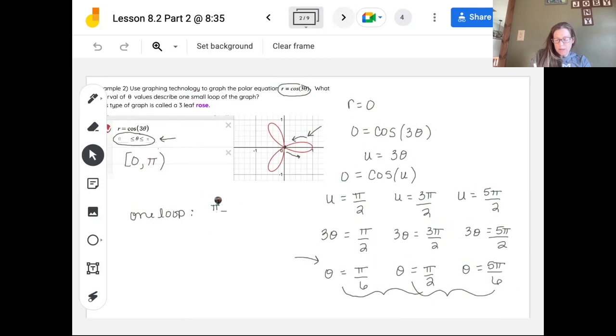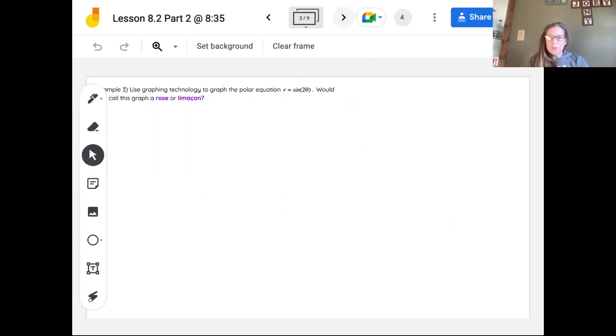1 loop goes from pi over 6 less than or equal to theta, which is less than pi over 2. That's just 1 loop. All 3 loops together would go from 0 to pi. Use graphing technology to graph. Would you call this a rose or a limaçon?